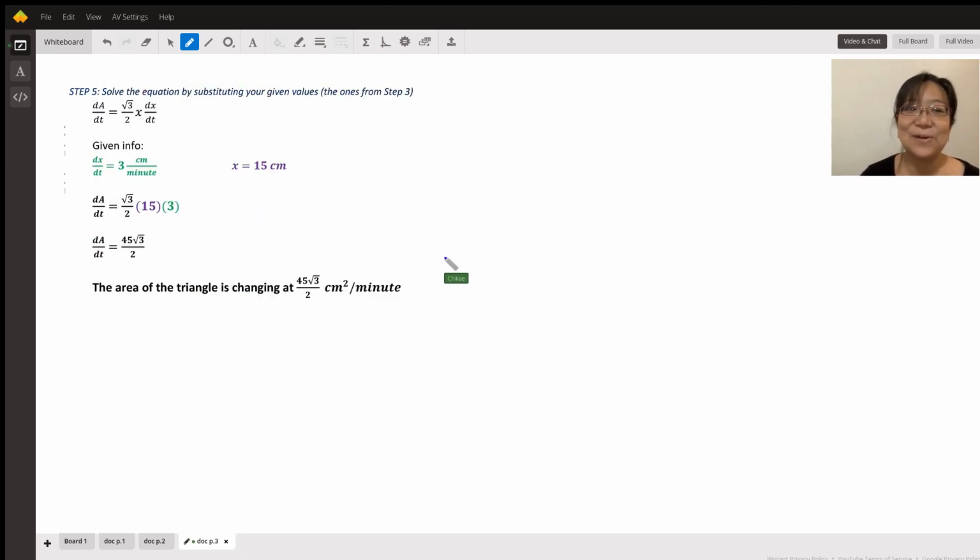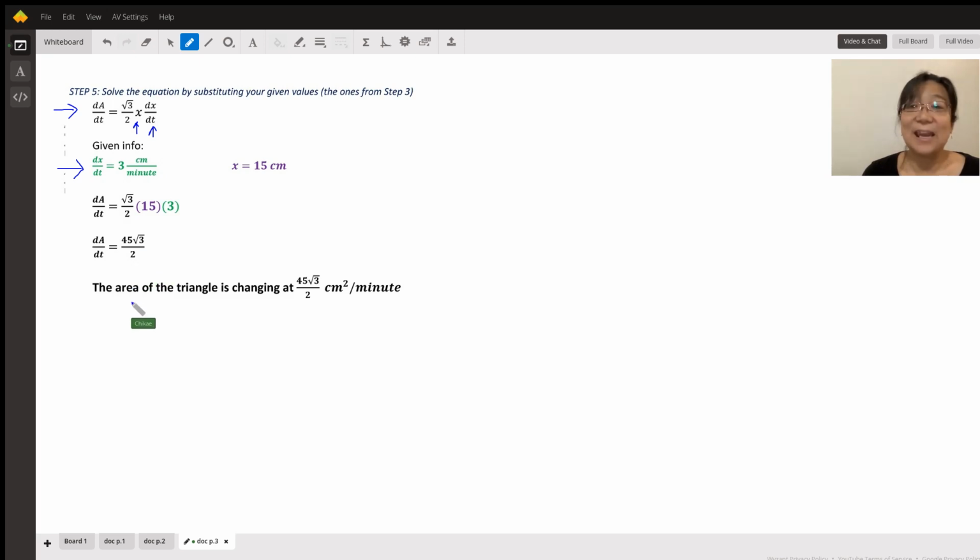For our last step, we're going to solve the equation by substituting all the information that we know. So I've re-summarized that for you. So here's our equation, and here's our given info. Very sparse. We just have dx over dt, and we know that x equals 15 centimeters. But that's all we need to know. So anytime we see x and dx over dt, we're going to substitute these values. So we have root 3 over 2 times 15 times 3, and we get 45 times root 3 over 2.